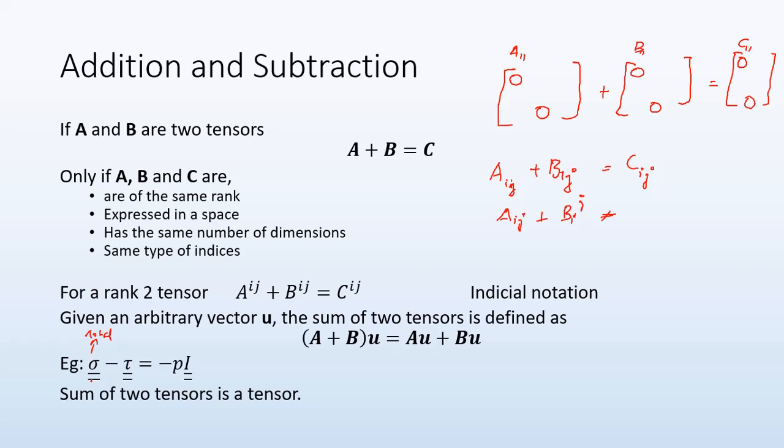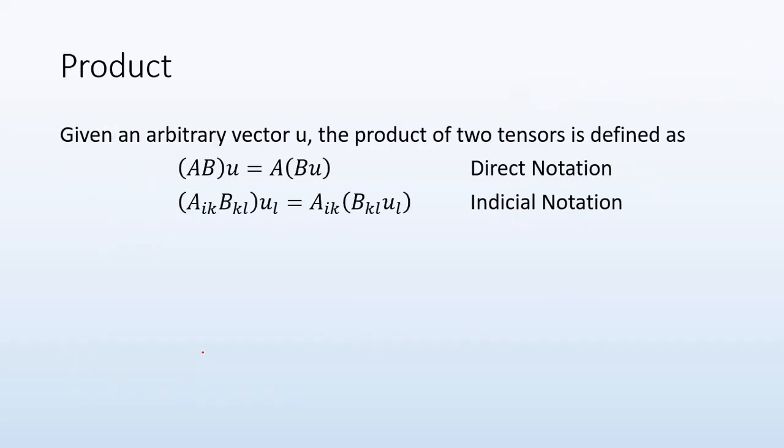So a rank 2 tensor sigma can only be added to or subtracted from a rank 2 tensor tau, and this should give you a rank 2 tensor. Therefore, this scalar, the hydrostatic pressure, is multiplied by a rank 2 identity matrix. The sum of two tensors always gives you a tensor. Whether it's a vector or a tensor or a triad, it will give you the same order, the same rank.